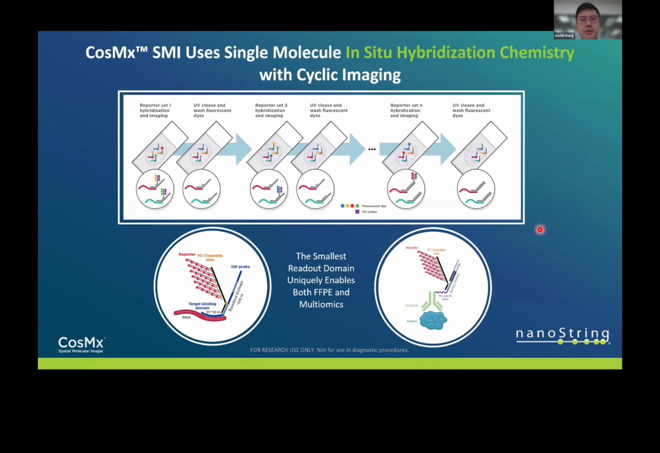So for CosMx, they use what we call in situ hybridization chemistry. That means the probe will directly bind to the target on the tissue section, and then the detection itself is also happening on the tissue section itself. That's why it's called in situ hybridization chemistry. So they use a cyclic imaging method.